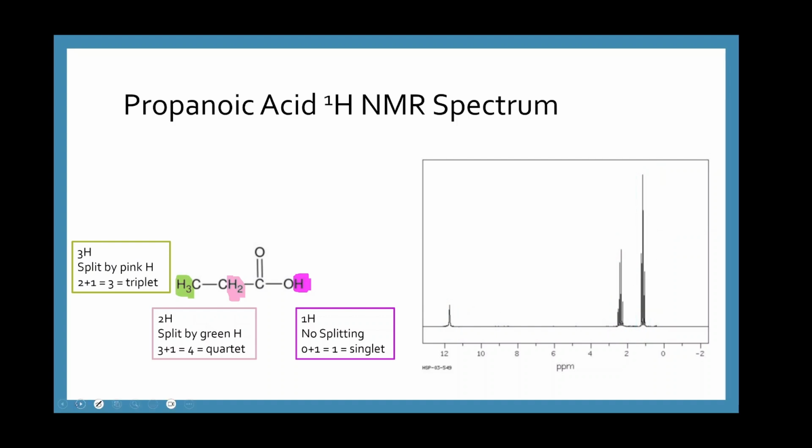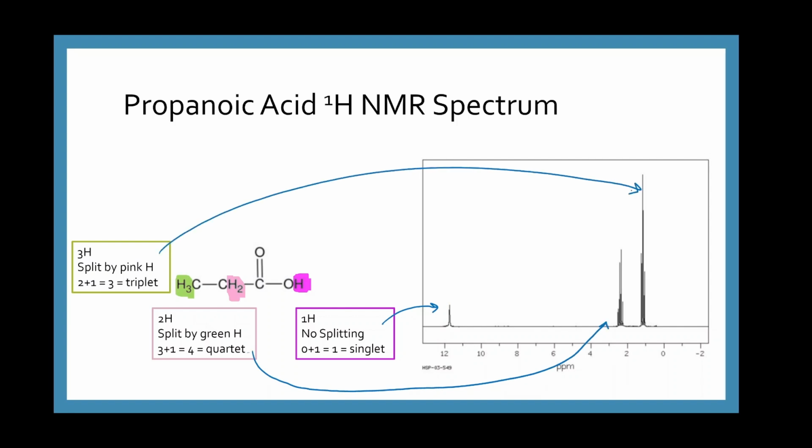So I think I have all these highlighted. I don't. But there we go. So we have this one is that peak. The quartet is this one. And the triplet is that first one. Let's look at another example.